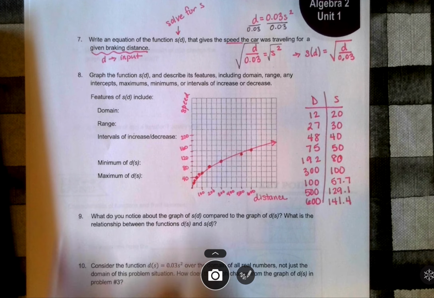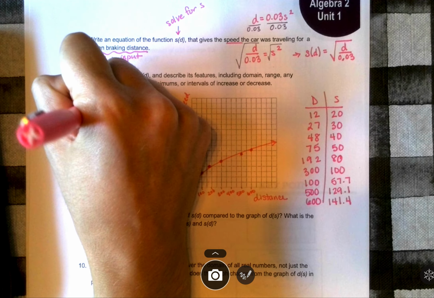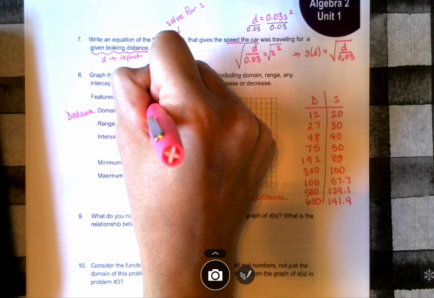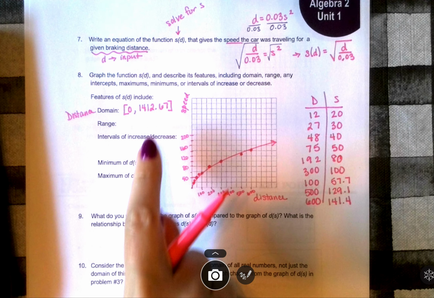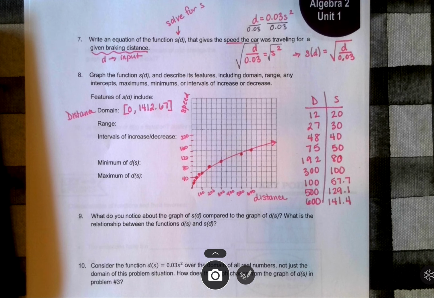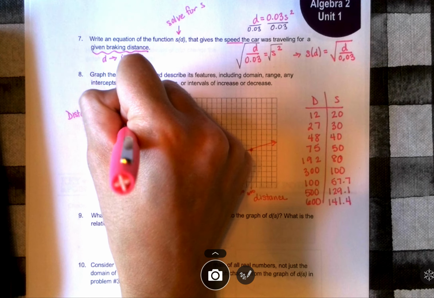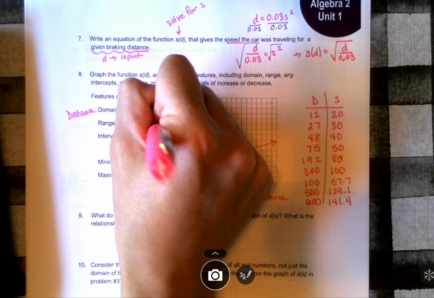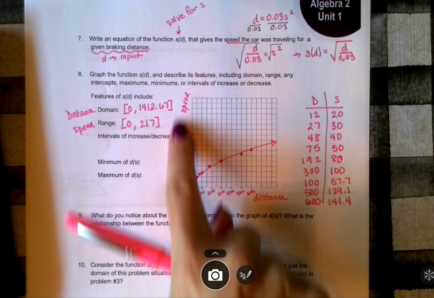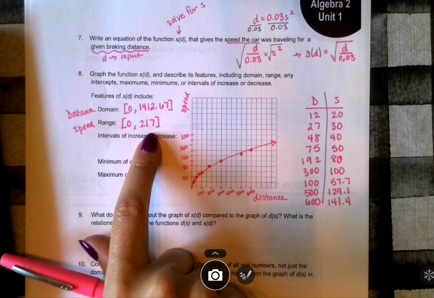So my domain for this one is talking about my distance. The lowest is 0 and the highest is 1,412.67. That is the same maximum distance from before. It just was listed as the range, not as the domain, but we're still talking about distance. My range would be from 0 to 217 because my range is talking about my outputs or my y values, or my speed for this, my lowest speed and my highest speed. So I have my range.